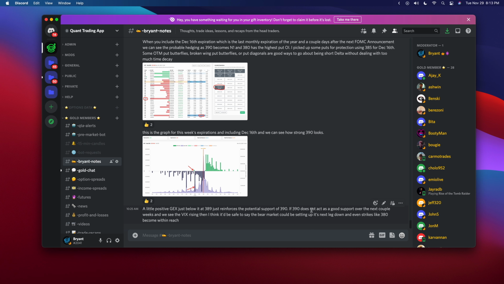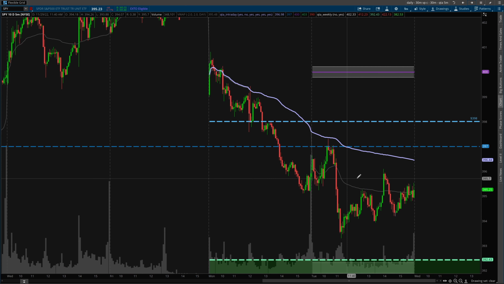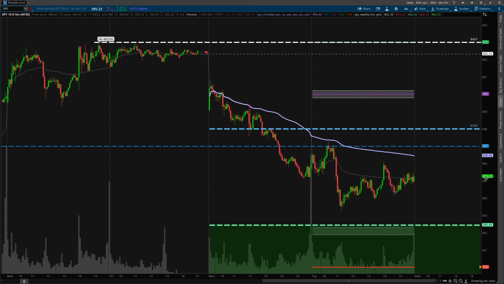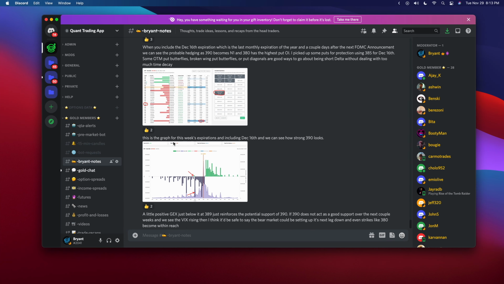So if 390 does not act as good support over the next couple of weeks and we see the VIX rising, then I think it'd be safe to say the bear market could be setting up for its next leg down, and even strikes like 380 become within reach. If we jump back to the chart, hopefully that provides a little bit of context. And again, that's what I've been sharing mostly in the Brian's notes.